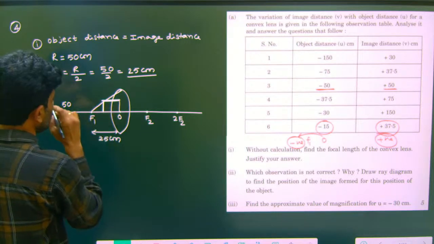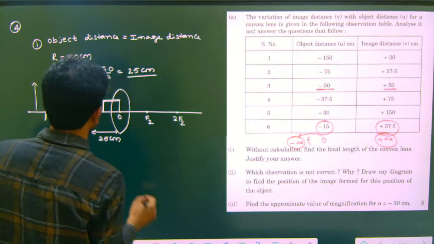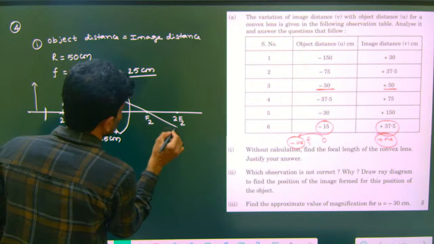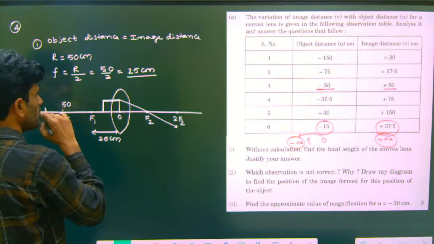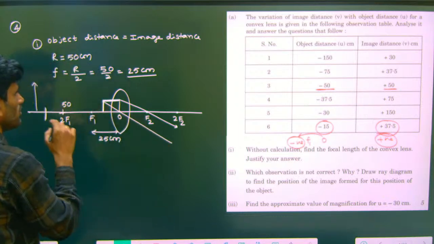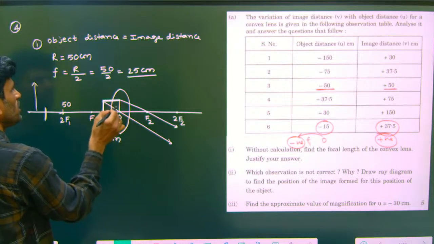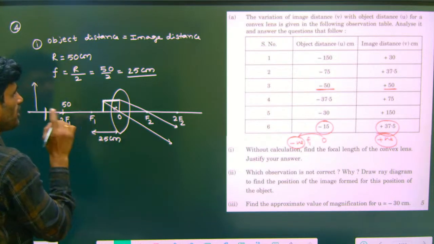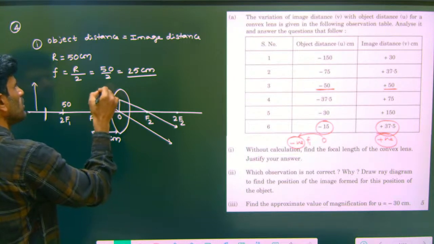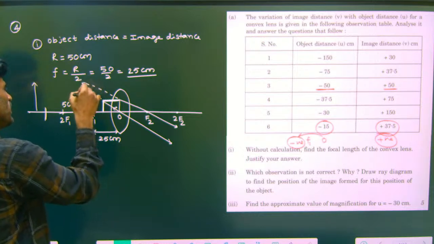One more through optical center. One will be there like this, which passes through focus like this, and another one through optical center we take. Because it is passing through optical center, there will be no change in the ray direction. It will be same as usual. When you extend these two, what happens? They look like they meet at a point.